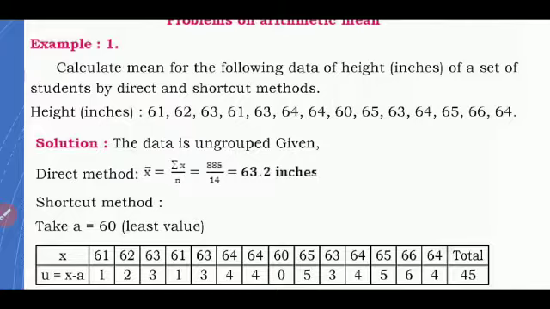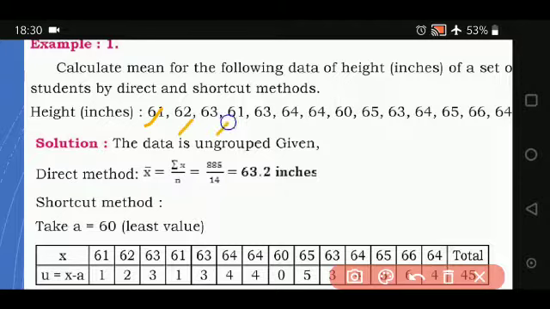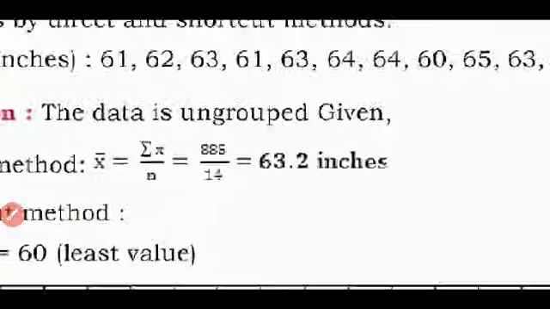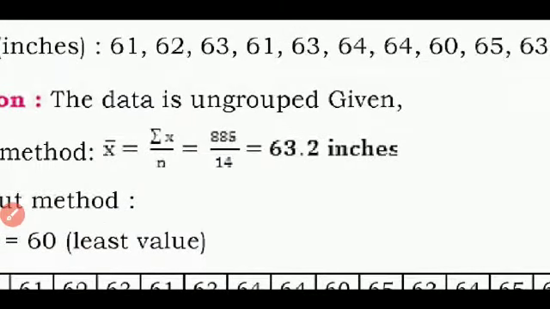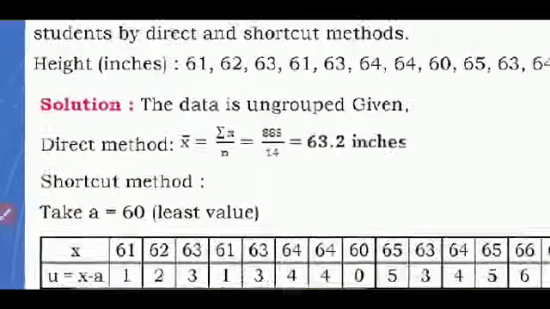So here the data is ungrouped, meaning it's just normal observations. Like if you observe 61, 62, 63, all these observations, they are just random observations. First, by direct method means you are straight away going to apply this formula: x bar is equal to summation x upon n. Now you're going to total all of these x values, that will come up to 885 divided by 14, and that is equal to 63.2 inches.